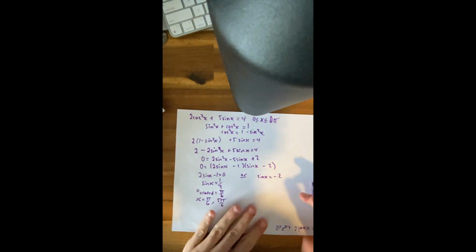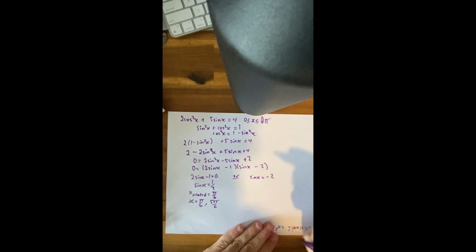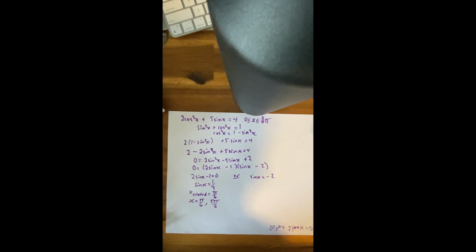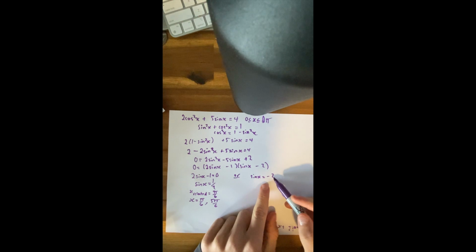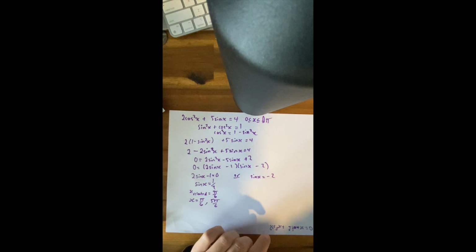And if we look at the other possibility, sine x equals 2, we know that this is not possible because it's greater than 1. And if you remember the unit circle, it's not possible.